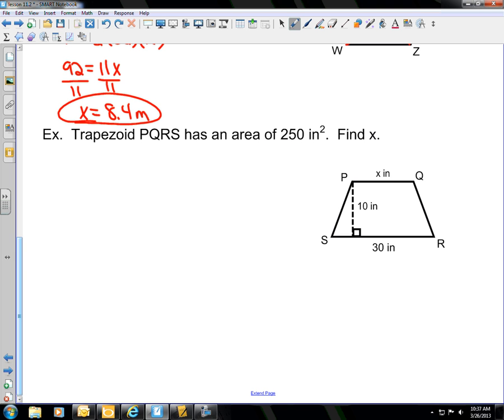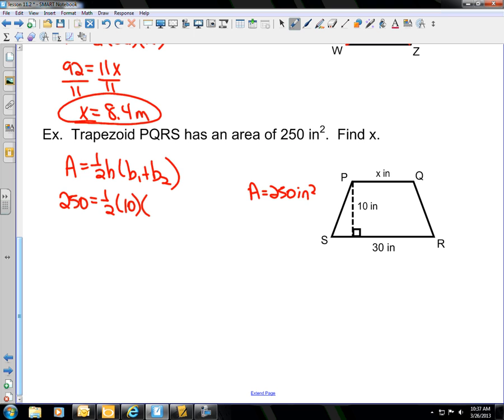Trapezoid PQRS has an area of 250 inches squared. Find X. So we're working with the trapezoid. Again, my formula is half the height times the sum of the bases. It tells me that my area is 250 inches squared, so I'm going to plug that in for the area. What's my height? 10. Missy's ahead of the game. She's already taken half of it. And then X is one of my bases, and my other base is 30. So I probably would go ahead and take half of 10, which is 5 times X plus 30.